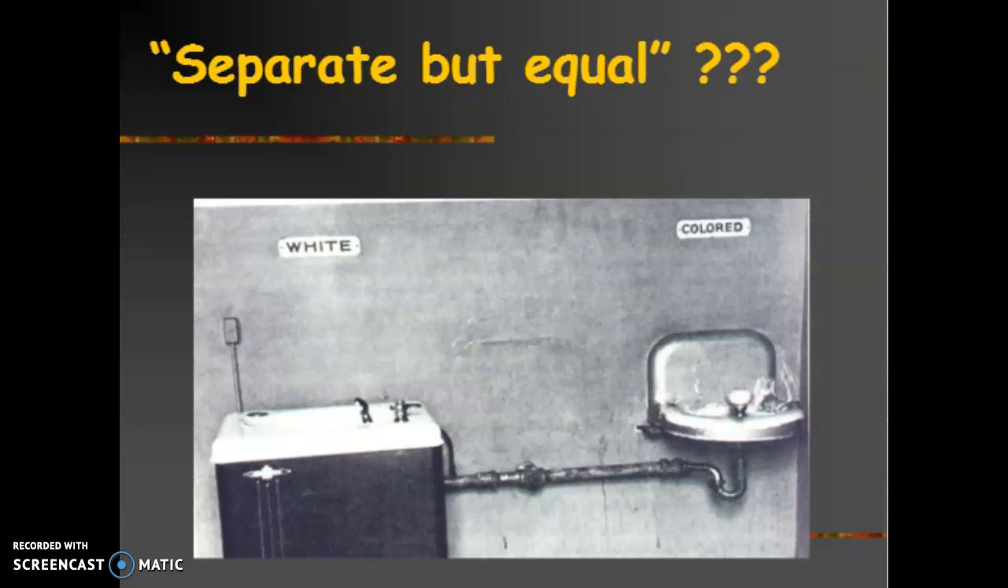There were examples of these all over the place. We're talking about facilities, education, bathrooms, lunch counters, and all kinds of different places. So, separate but equal. We can see this picture of a white water fountain compared to a colored person water fountain. So we can see they're probably not very equal.